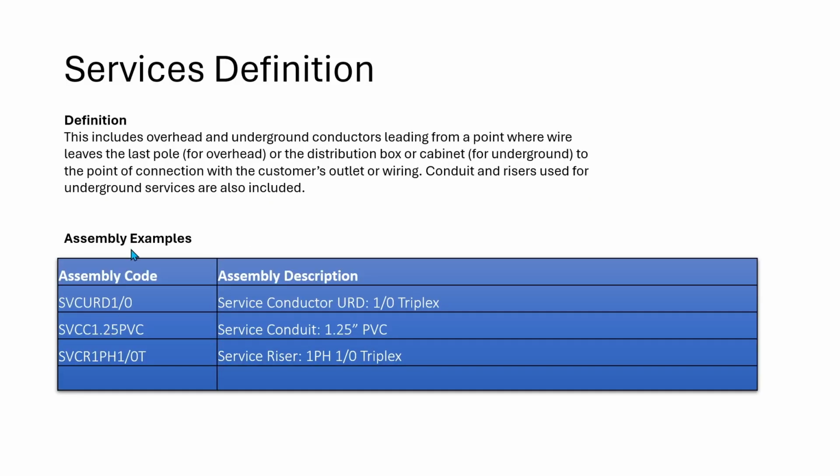Services are defined as overhead and underground conductors leading from a point where the wire leaves the last pole for overhead, or the last distribution box or cabinet for underground, to the point of connection with the customer's outlet or wiring. Conduit and risers used for underground services are also included. Below is a list of assembly codes and the associated assembly's description. These will be referred to in the forthcoming services scenarios.